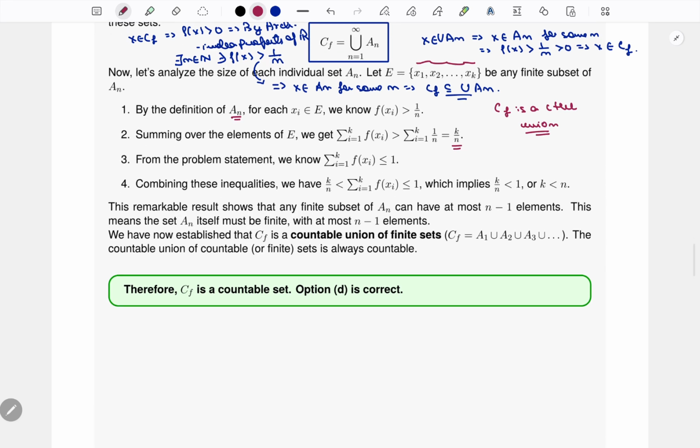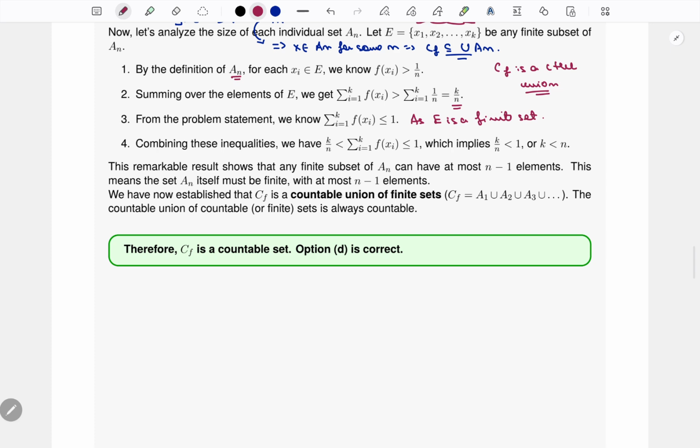Fine. But from the problem statement, what do we know? That the summation of i equals 1 to k of f of xi is less than or equal to 1. Why is it so? As E is a finite set. Hence, we have k over n is less than the summation i equals 1 to k of f of xi, which is less than or equal to 1, which implies that k over n must be less than 1, or k must be less than n. Is it clear?